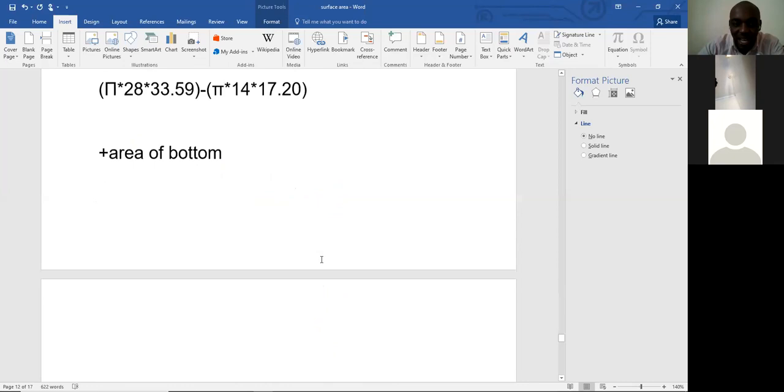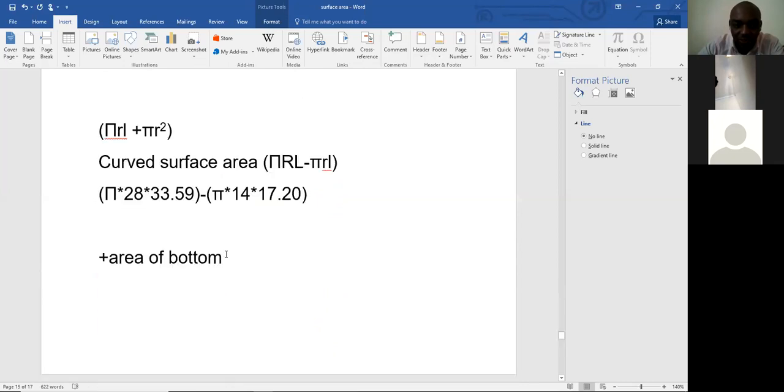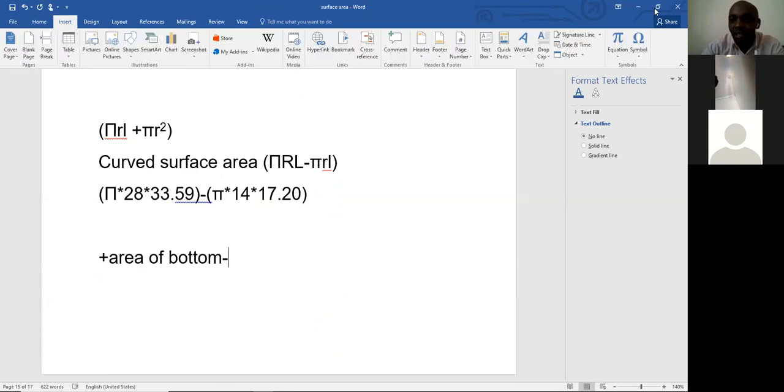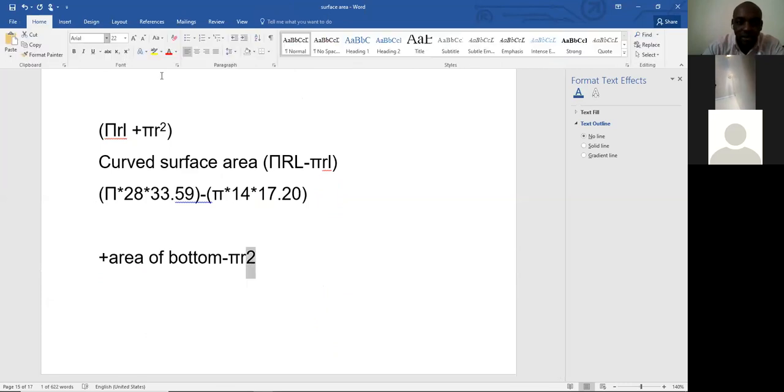Now in this formula, I think I had already told you the area of the bottom, yeah? How do you find the area of the bottom? You find it by pi r squared. So you're going to come here and insert our formula again. You say pi r, not capital R, but small r squared. That's what we're going to find.